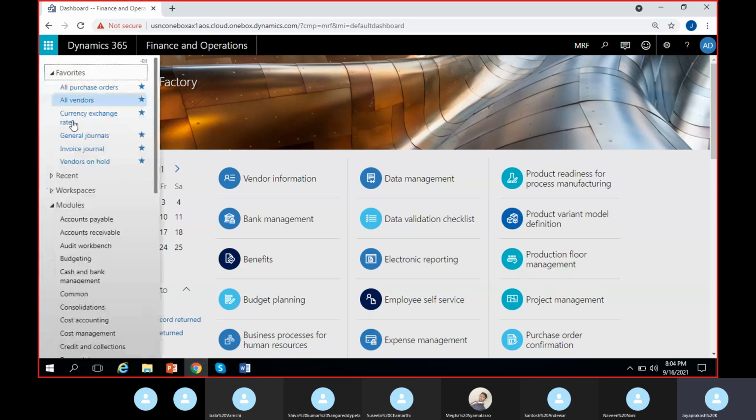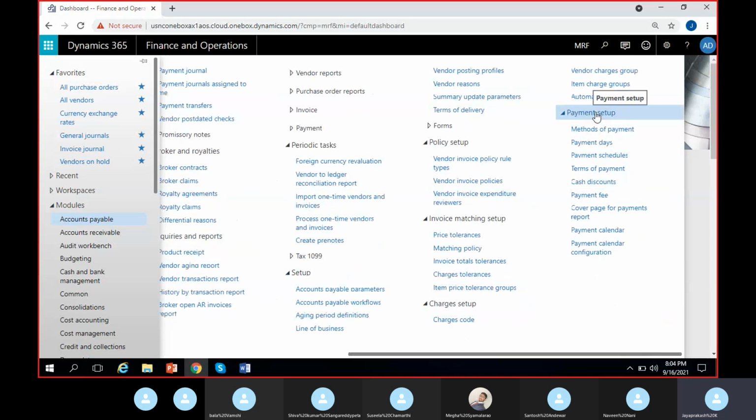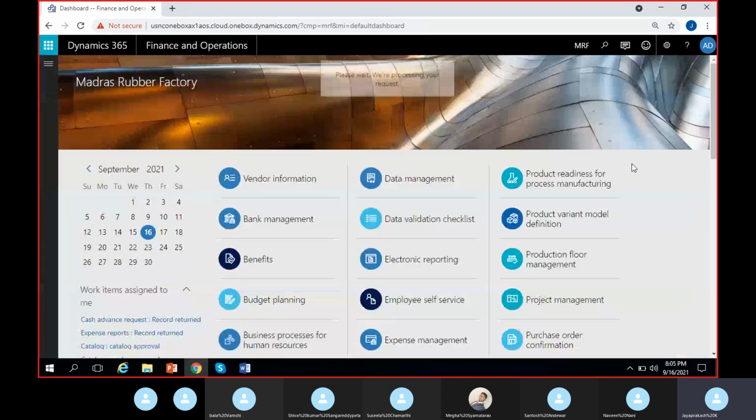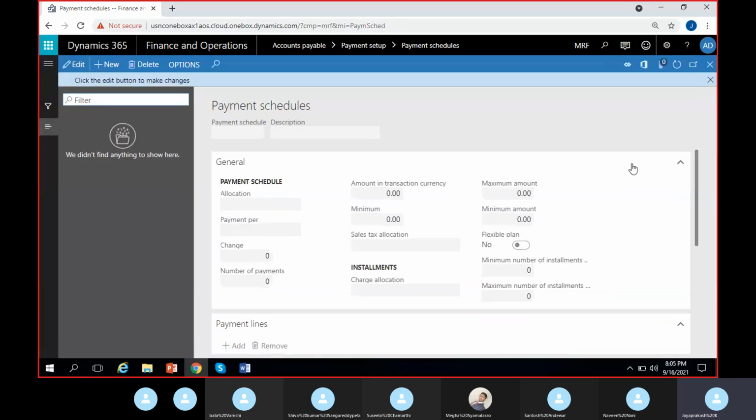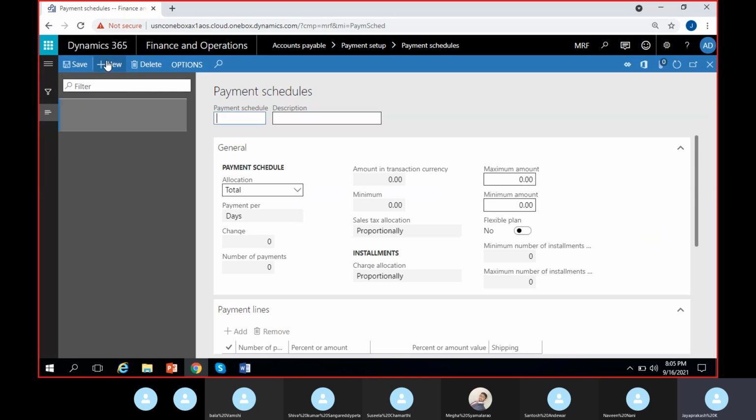In order to configure payment schedules, you have to go to accounts payable, the same menu that we were working in yesterday, the payments tab, and in that you have payment schedules. Accounts payable, payment setup, payment schedules. Write down the navigation, guys. Click on payment schedules. It's empty here. We can create a payment schedule, so I'll click on new here.